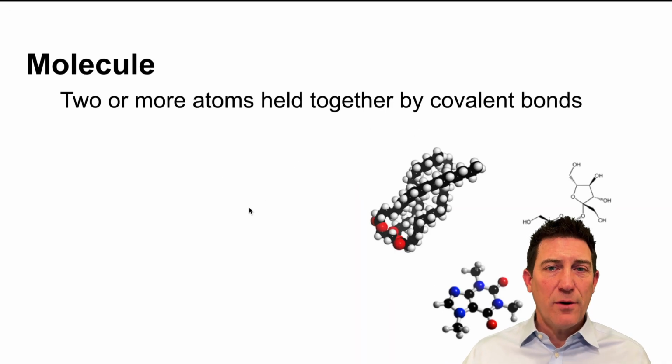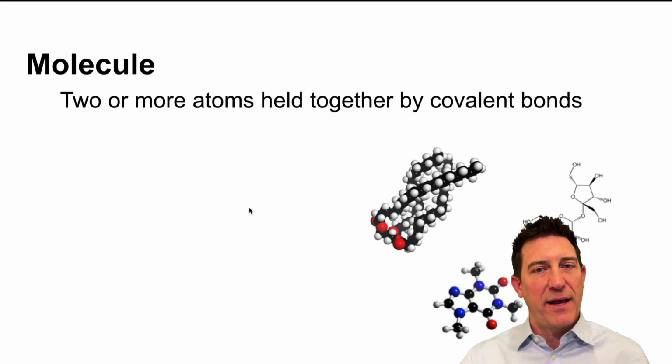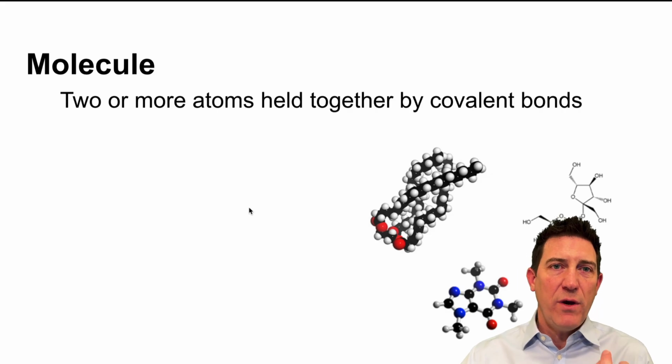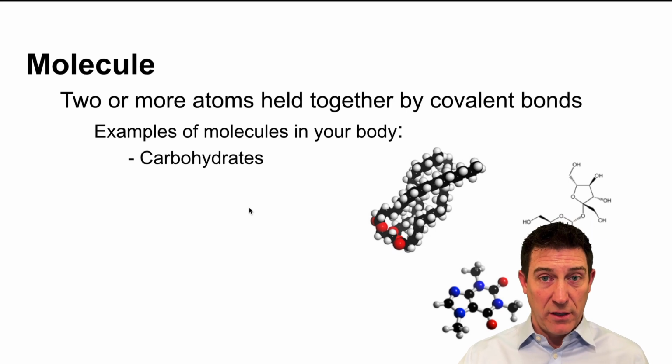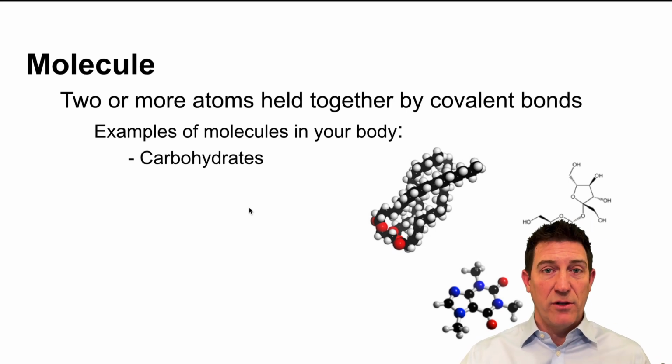An important key term with this then is the term molecule. A molecule is 2 or more atoms held together by covalent bonds. So if you hear a reference to a molecule, you know that it's being held together by covalent bonds. There are lots of examples of molecules, and as you progress in chemistry, you'll start to see them.